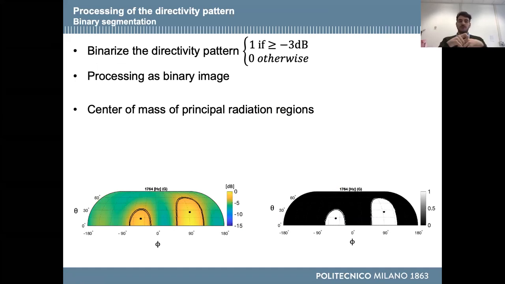In order to indicate and then later process the principal radiation region, we can define a binarized version of the directivity pattern, which basically will identify the locations associated to the principal radiation region with a value of one, and this binary pattern is zero otherwise. This binary map allows us to perform a set of analyses exploiting the processing of binary images. Moreover, we can define the center of mass of the principal radiation regions, since now we can identify which points belong to the region. So this center of mass somehow represents a point-like descriptor of the principal radiation region, so that we can track and use.